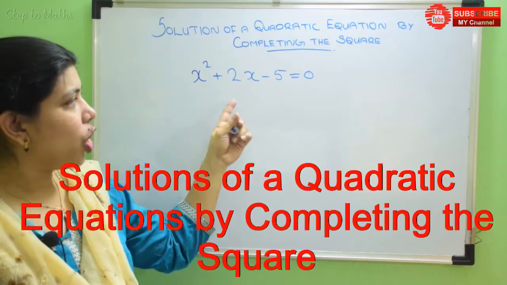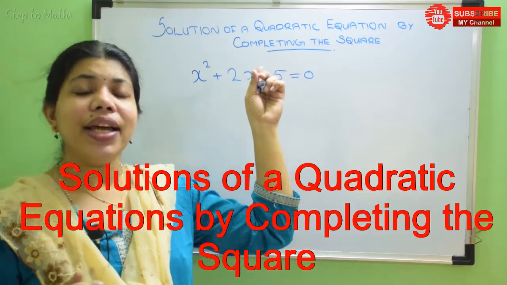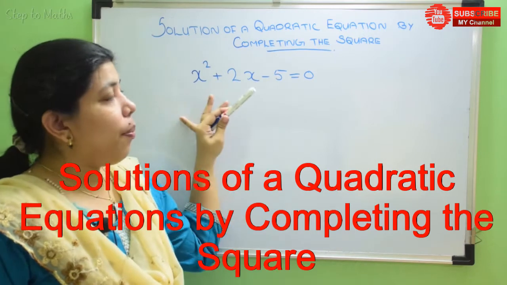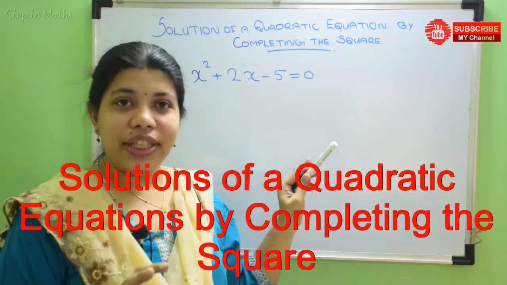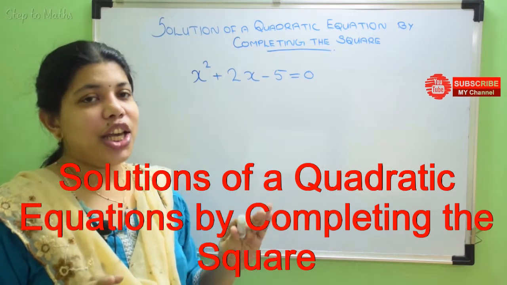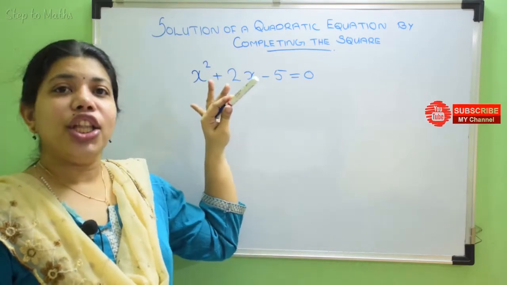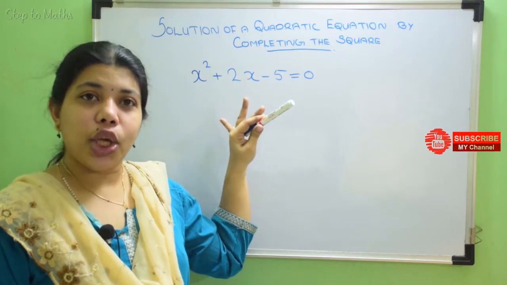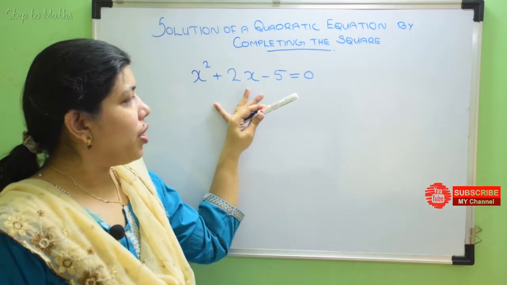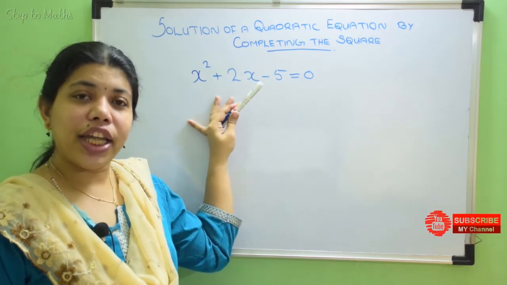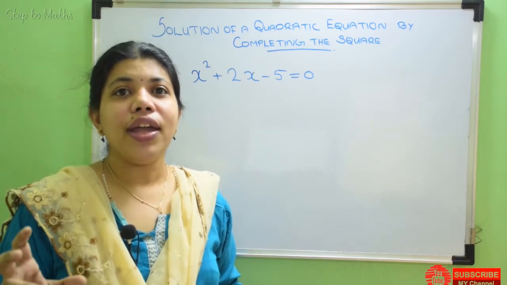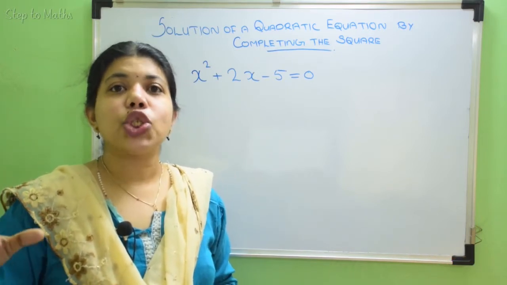Solution of a quadratic equation by completing the square. Completing the square is a method used to solve a quadratic equation by changing the form of the quadratic equation, so that the left side of the quadratic equation is converted into the form of a perfect square.